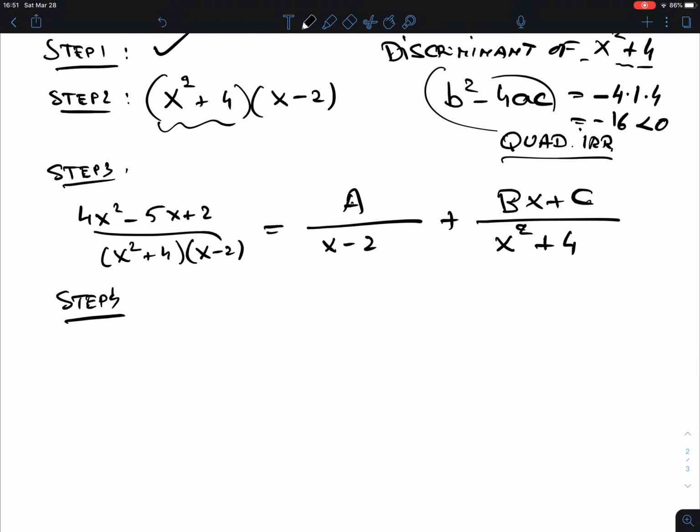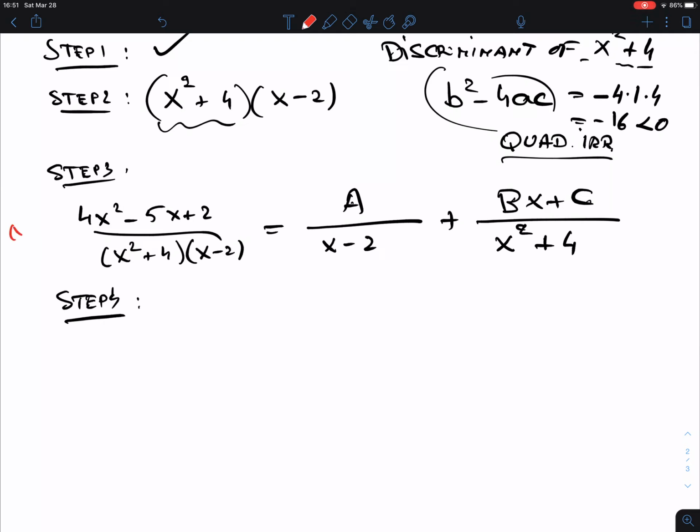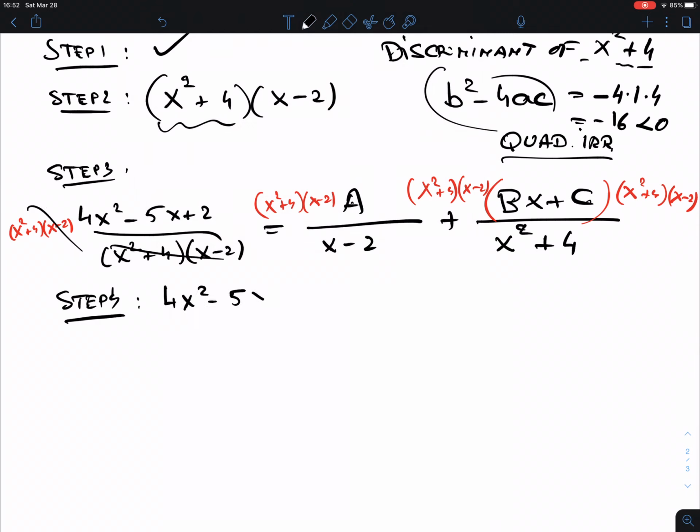We have to first get rid of the denominator, so I'm just multiplying with the common denominator, x squared plus 4 times x minus 2. I put parentheses already because I know that I have to multiply things, and if you multiply sums, you have to put parentheses around them. Okay, so what we get? After this, of course, these denominators completely cancel, so we get 4x squared minus 5x plus 2 equals, here the x minus 2 cancels, so a times x squared plus 4, don't forget the parentheses.